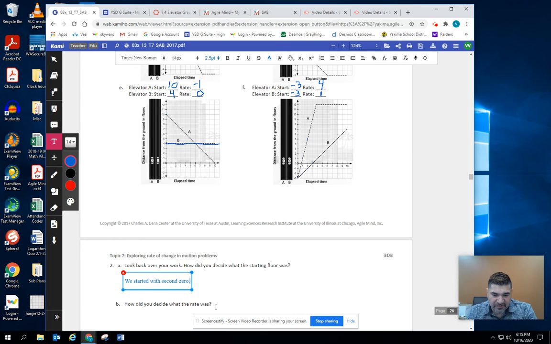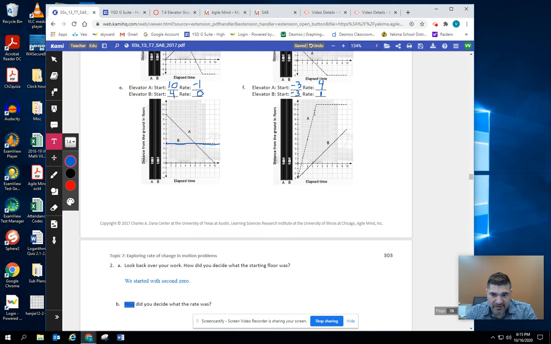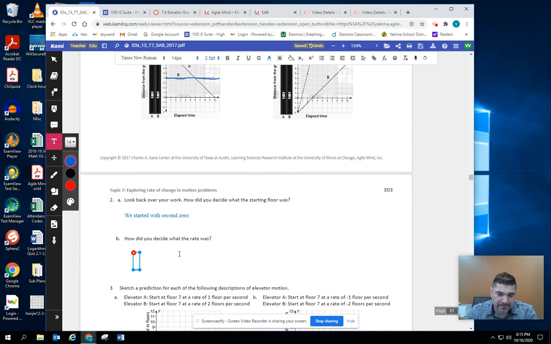How did you decide what the rate was? Well, on this one here, we went up 4 floors per second. Over here, we went up 1 floor per second. So we counted the number of floors for each second. So we'll go ahead and type that in: number of floors per second.